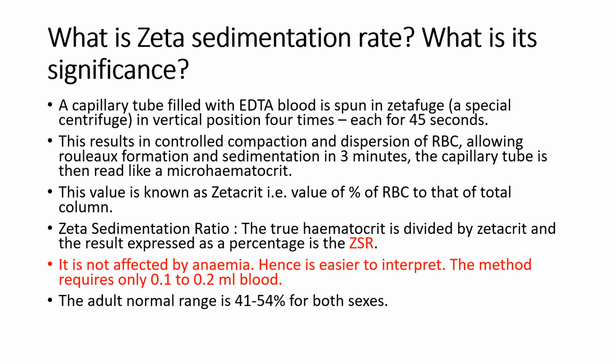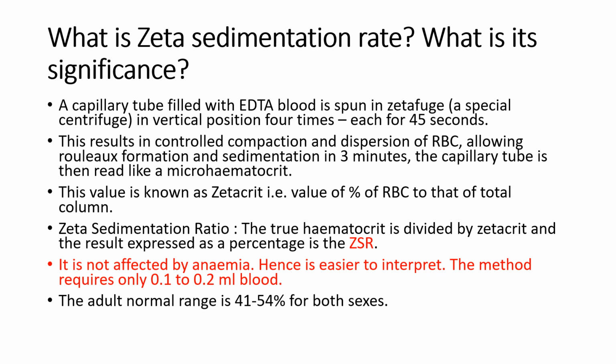What is zeta sedimentation rate and what is its significance? A capillary tube filled with EDTA blood is spun in a special type of centrifuge, in vertical position 4 times each for 45 seconds. This results in controlled compaction and dispersion of RBC, allowing rouleau formation and sedimentation in 3 minutes. The capillary tube is then read like a microhematocrit. This value is known as zeta crit, that is value of percent of RBC to that of the total column.